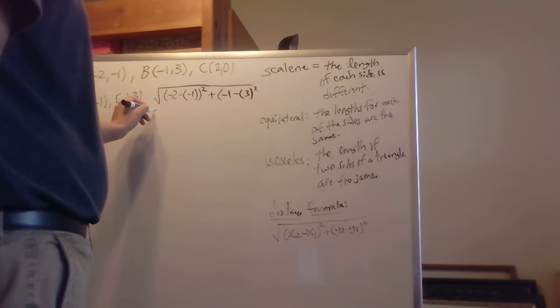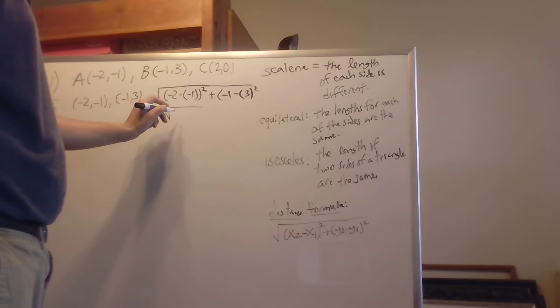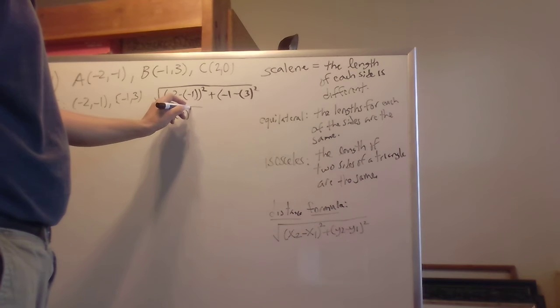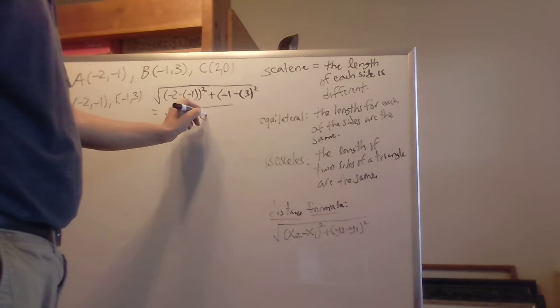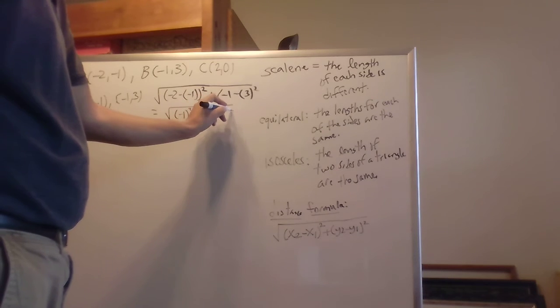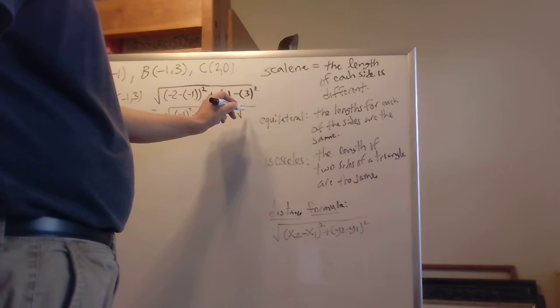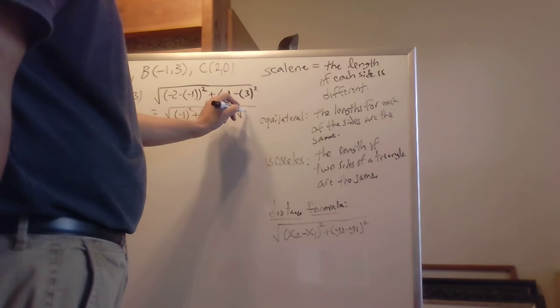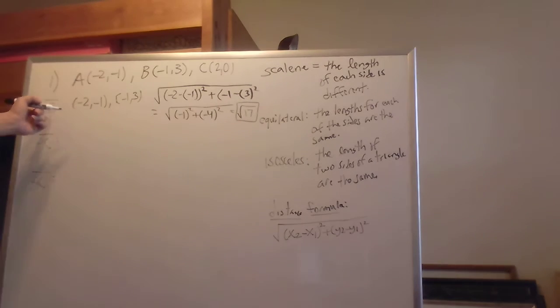So when we do the math for this, we're going to have -2 plus 1, so that's going to be -1 squared, plus -1 minus 3, that's going to be -4 squared. Doing the math, we're going to get 1 squared plus 16, so that's 1 plus 16, which is 17. So length AB is going to equal the square root of 17.